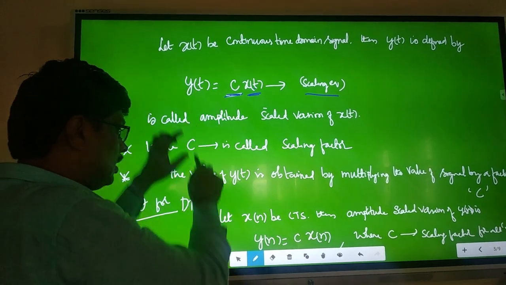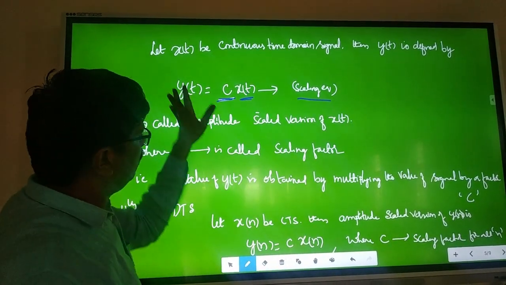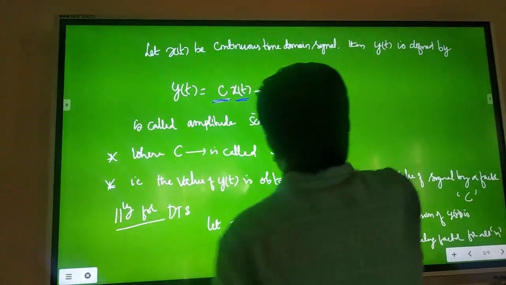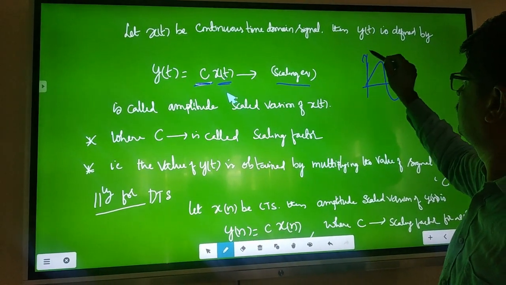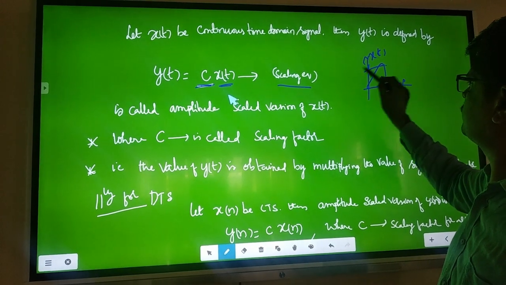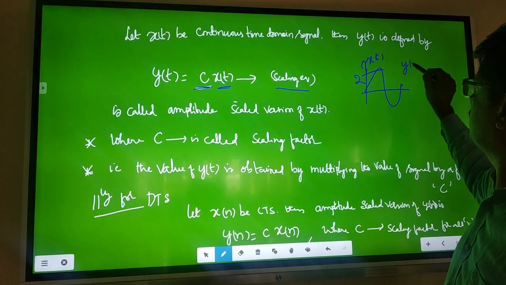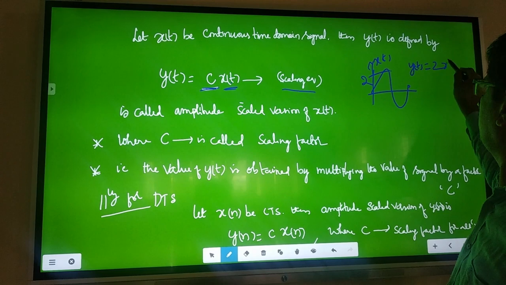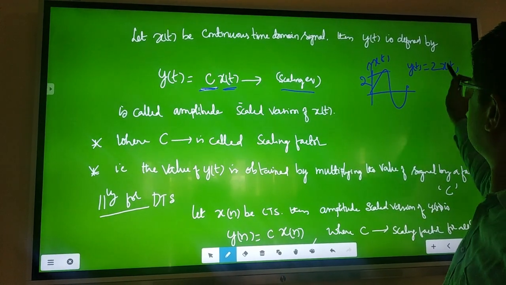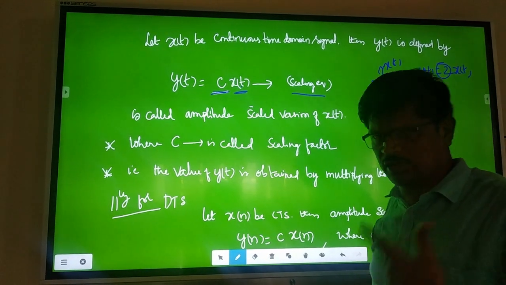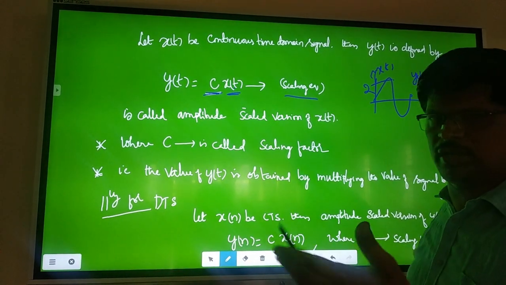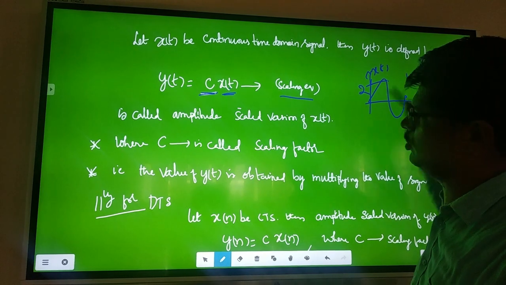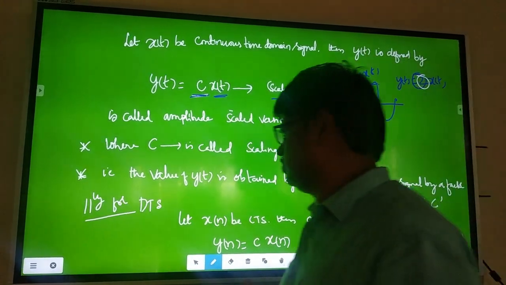That is, the value of y of t is obtained by multiplying the value of the x of t signal. Maybe the x of t signal is there; multiply this with some 2. Then y of t you will get as 2 into x of t. That is what it means: 2 is the scaling factor. That is one operation. In real time, you have to multiply signals 100 times, 1000 times with a scaling factor of 2. That's why this is useful.